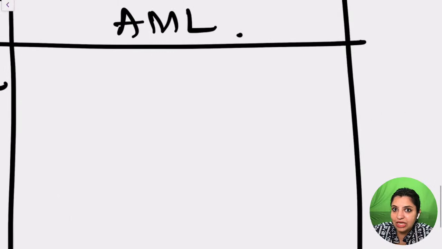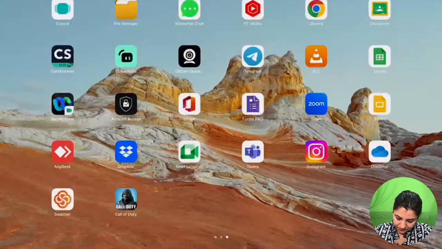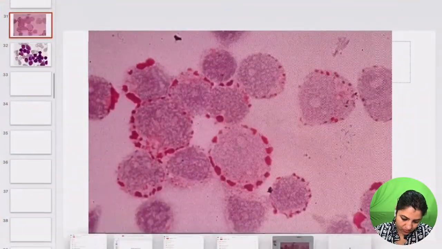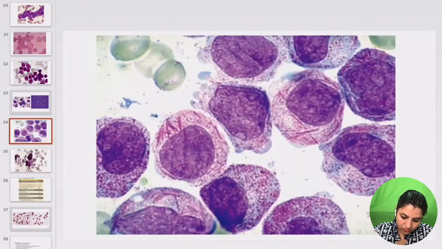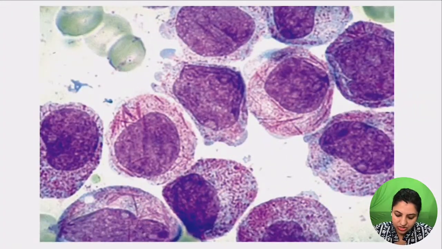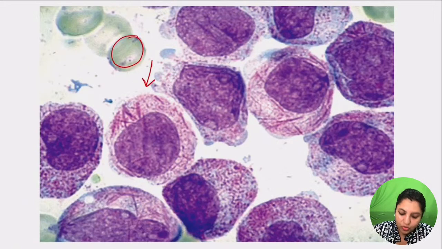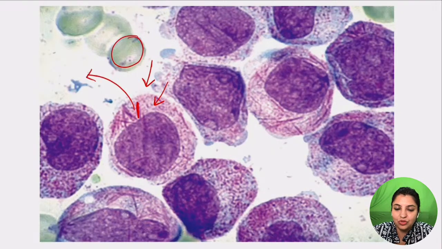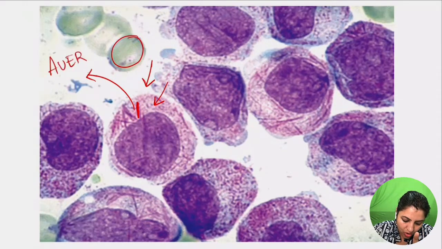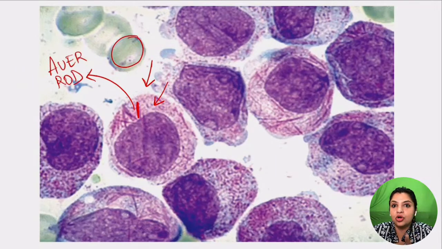In contrast to ALL, let's look at the AML blast. Look at these blasts. Compare them with the RBC. These are approximately 4 to 5 times the size of an RBC. They have abundant cytoplasmic granules. In some places these granules are fused together. These fused primary granules are called Auer rods.